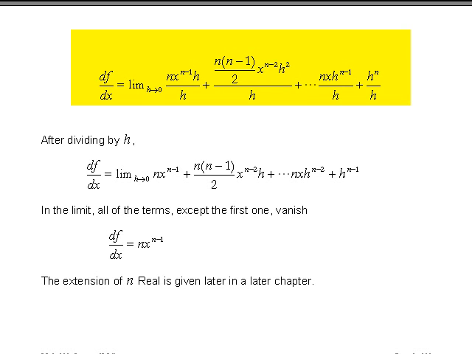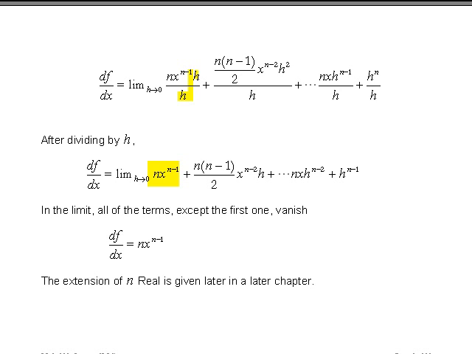and I'm left with a bunch of terms all involving h. I break each one out separately. Each one is divided by h, and here I have it. Now, in this first term, obviously, this h and this h are going to cancel. That gives me the first term, n x to the n minus 1.